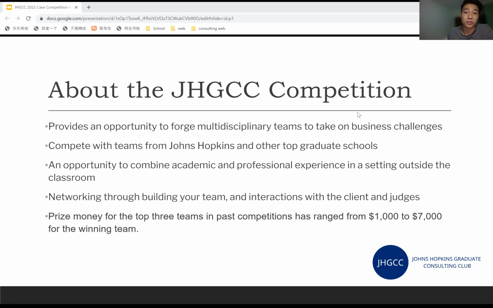And it's really an opportunity for you to combine your academic and professional experience in a setting outside of the classroom to solve a real business challenge. And during the process of the case competition, you also have the opportunity to network with students within or outside your school, or even outside our university. And you also have the opportunity to interact with the client judges.